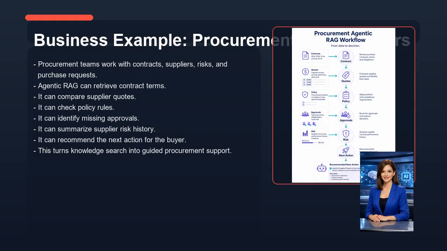Now let's look at a business example, procurement and suppliers. Procurement teams work with contracts, suppliers, risks, and purchase requests. Agentic RAG can retrieve contract terms. It can compare supplier quotes. It can check policy rules. It can identify missing approvals. It can summarize supplier risk history. It can recommend the next action for the buyer. This turns knowledge search into guided procurement support.